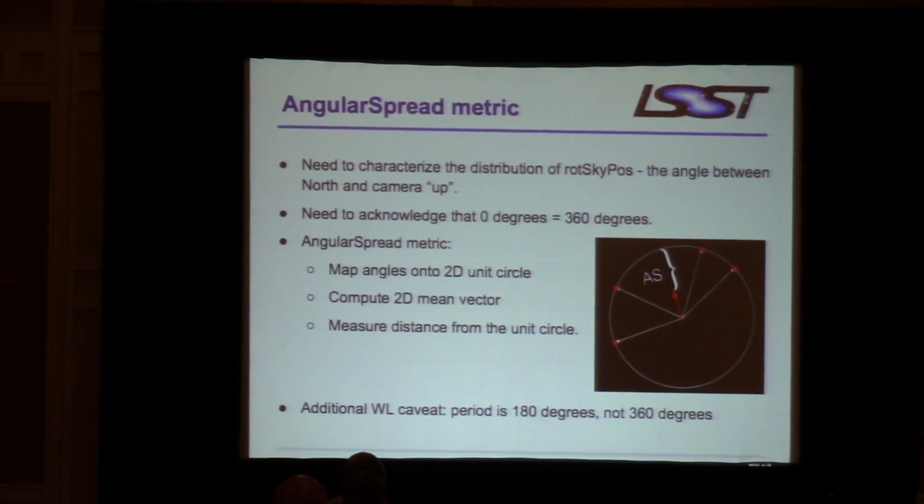And then finally, there's one additional caveat for shape measurement, which is that we don't actually care about the 360-degree periodicity of angles. 0 and 180 actually give you the same systematic in shape measurement. So to account for that, we just take all the angles from OpSim, double them, so anything that was separated by 90 degrees is now separated by 180 degrees, and use those doubled angles in the metric.